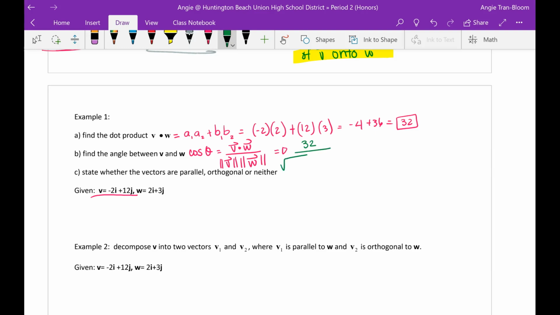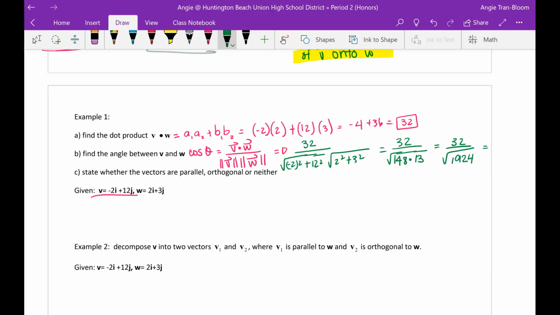So here we go. Square root of negative 2 squared plus 12 squared, times the magnitude of W, which is the square root of 2 squared plus 3 squared. This is now 32 over the square root of: 2 squared is 4, 12 squared is 144, that's 148, times 2 squared is 4 plus 9, that's 13. So 148 times 13, let me bust out my calculator. It's going to be 1924. That's just basic math.